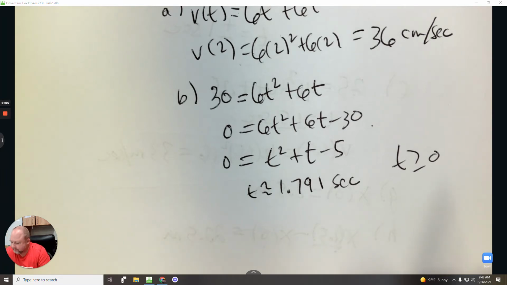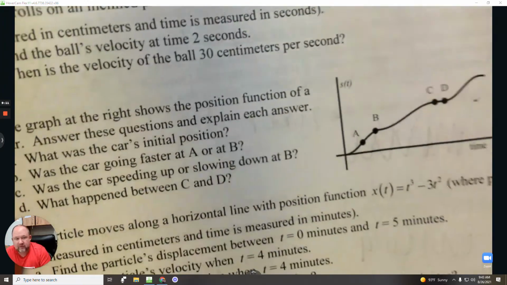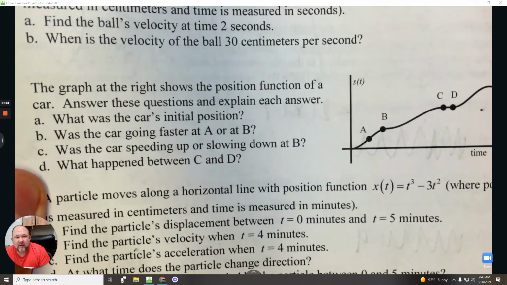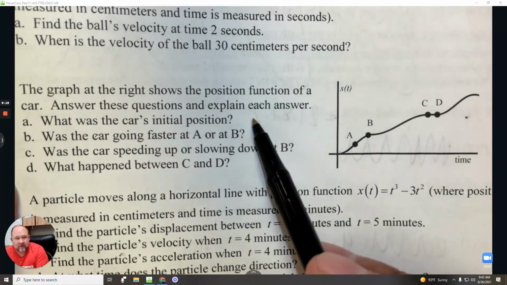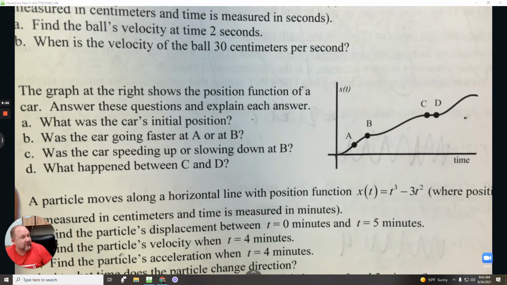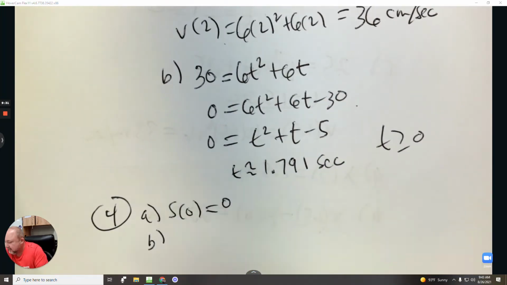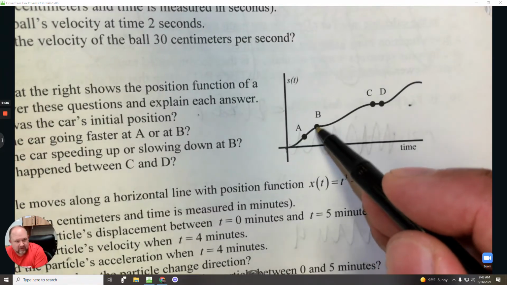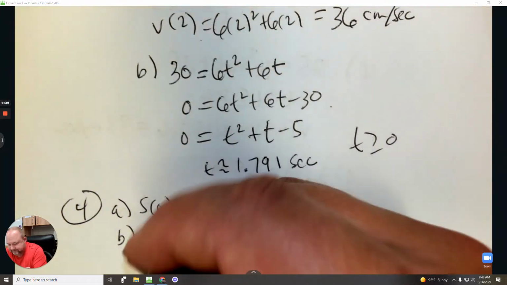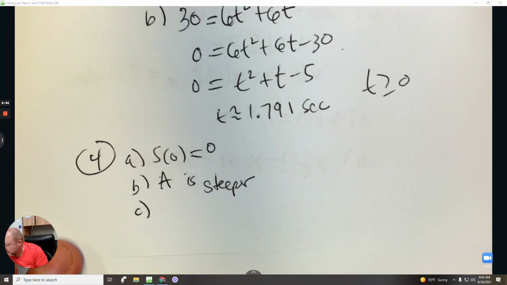What's the next one? Number 4. The graph at the right shows the position of a car over time, like where you started and so on. It says what was the car's initial position? You can see the initial position is at 0. B says, was the car going faster at A or B? Which one's steeper? If you drew a little line at that point, you could see A is steeper. That means the slope is greater.